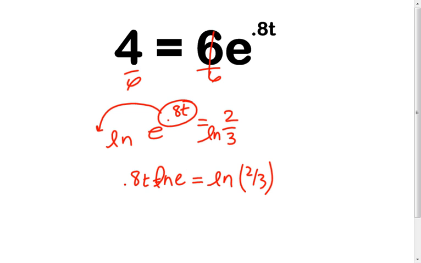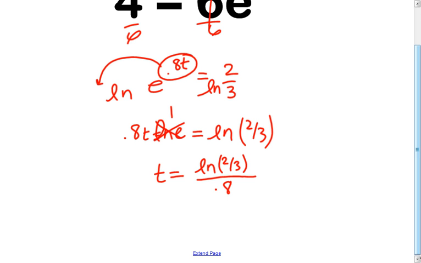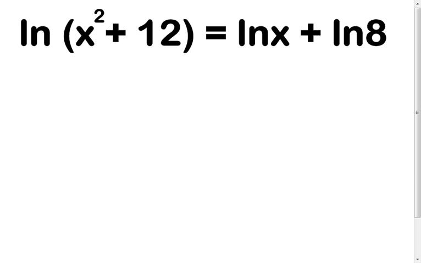Okay. Natural log of e is 1. I don't need that. So then I have t equals the ln of 2/3 divided by 0.8. And of course, t comes out to be about negative 0.507. All right. One more and we are good.